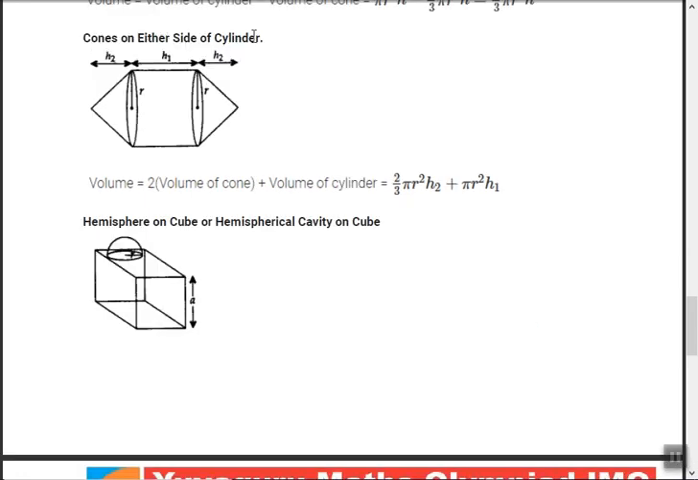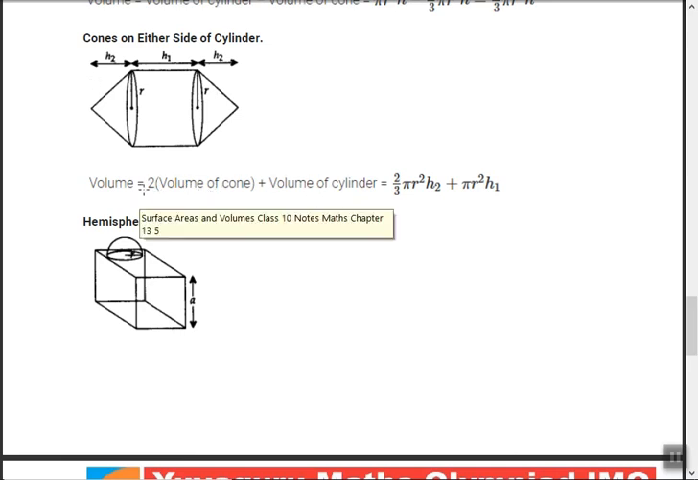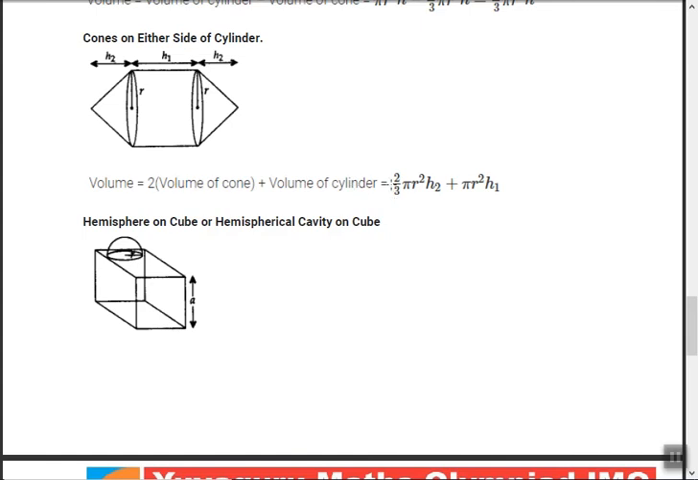Cones on either side of cylinder. See this. So cones on either side. 2 cones and 1 is cylinder. So 2 into volume of cone plus volume of cylinder. So it becomes 2 into volume of cone is what? 1 upon 3 pi r square h2.